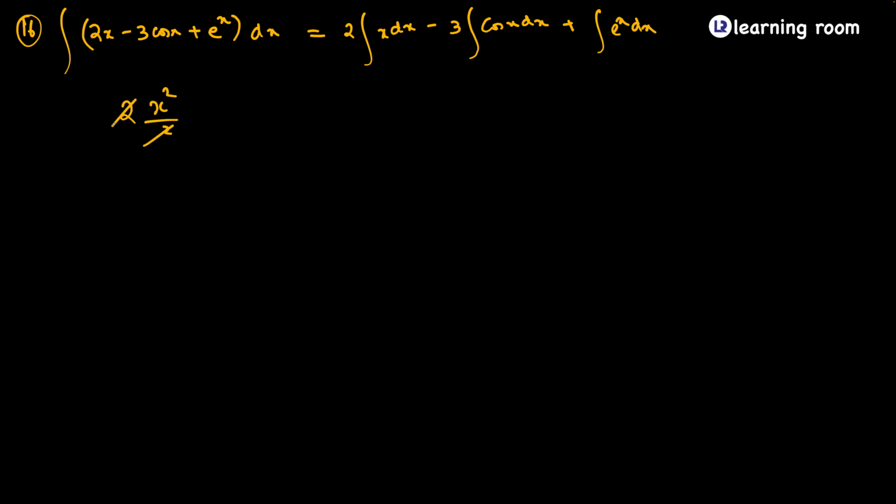So 2 and 2 are gone. Minus 3 into integral of cos x is sin x. Plus what is the integral of e power x? E power x plus c. So what is that you are going to have? X square minus 3 sin x plus e power x plus c. Clear?